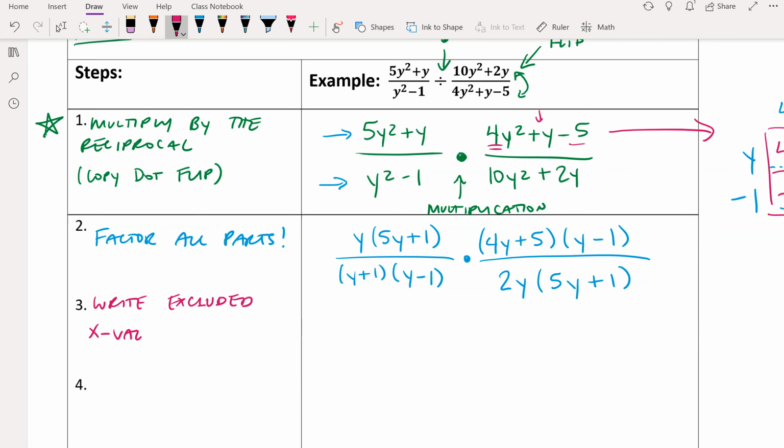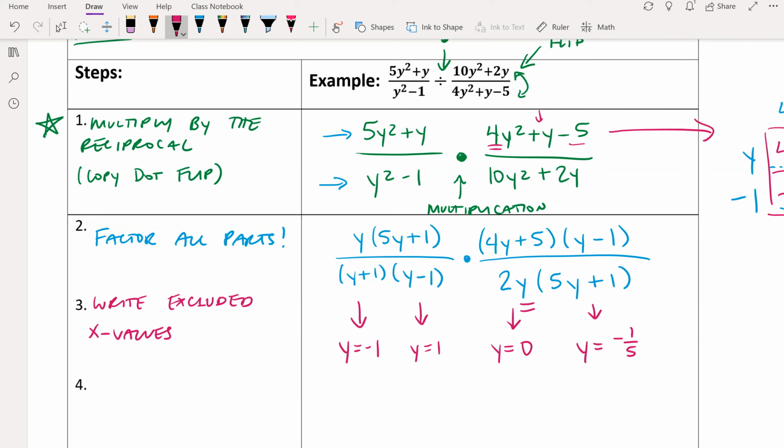Excluded x values. Or in this case, it's y values because we have y's as our variables. Remember to look to the denominator and see what the solutions are to the factors in the denominator. So this one, we would have y equals negative 1. This one, we would have y equals 1. For that factor, there is a y out in front. So what does y equal when there's a y out in front? 0. For this factor, y equals negative 1/5.